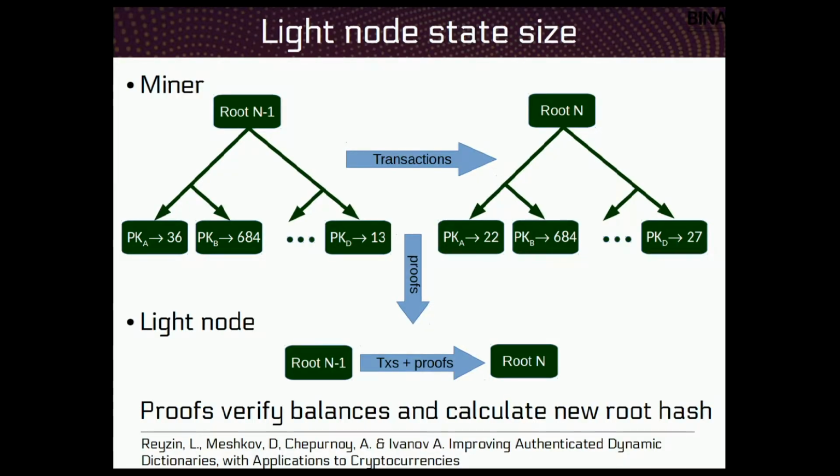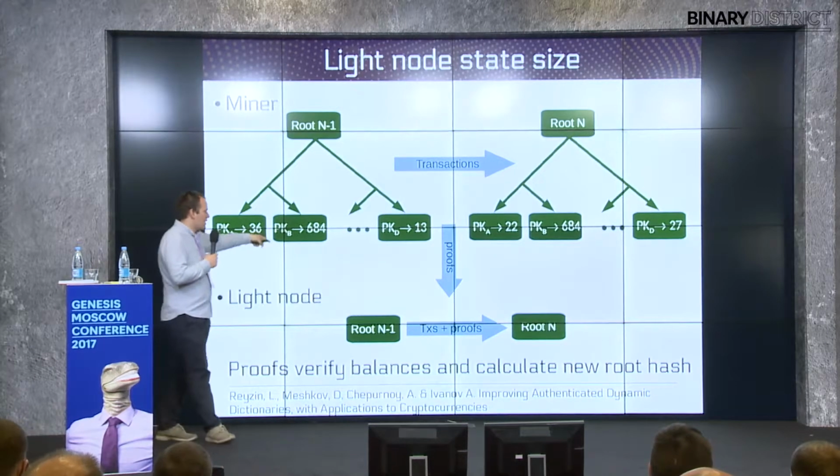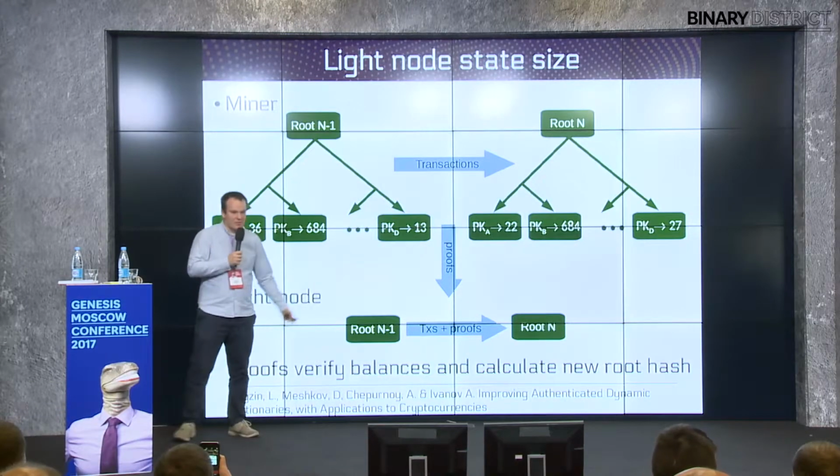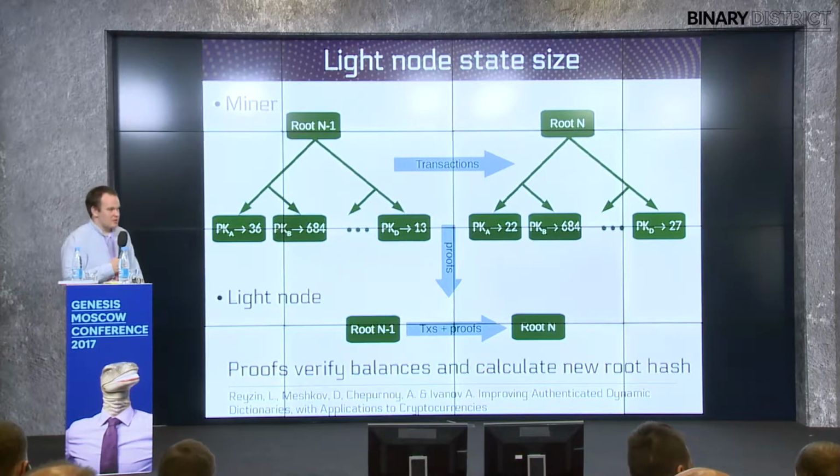The state is just 32 bytes of data. When a miner applies transactions to a block, to its state, for example, he had state at block n-1, he applied transactions to a block and he receives state at block n. He also generates proofs that transactions are correct. These proofs are enough to validate that transactions are correct, that the sender actually has these coins he's trying to spend.